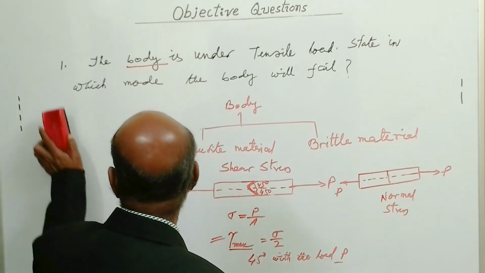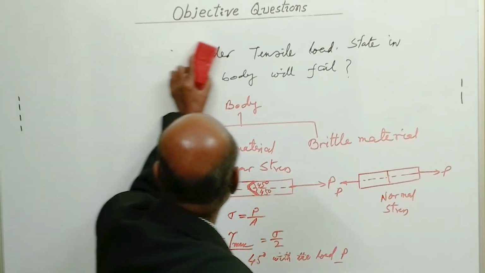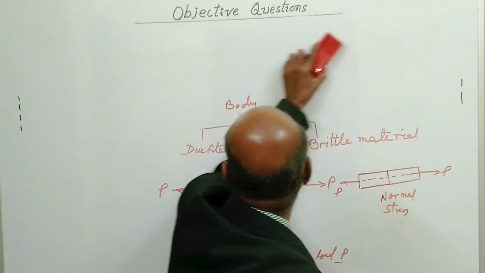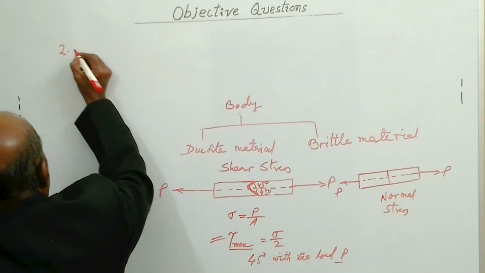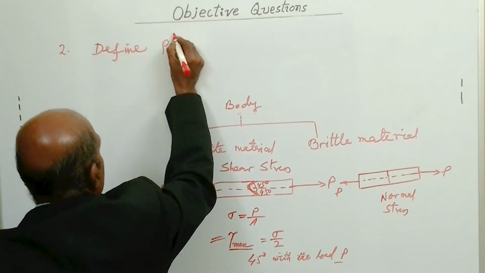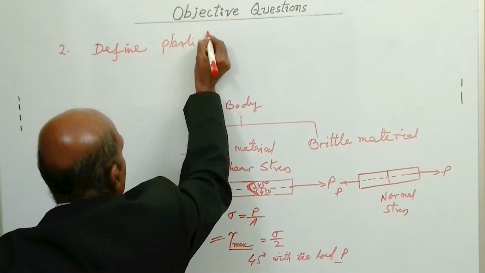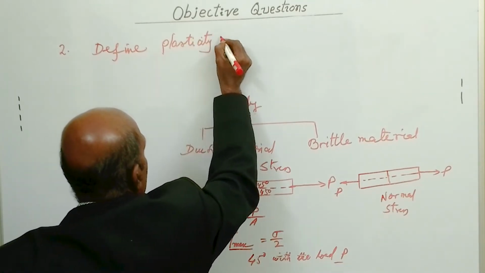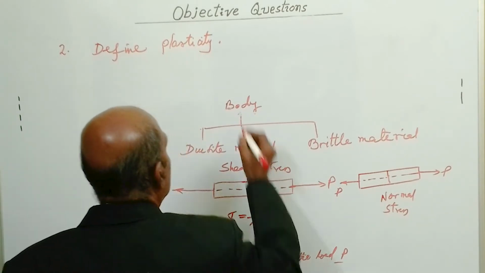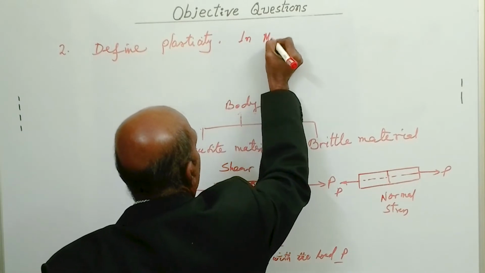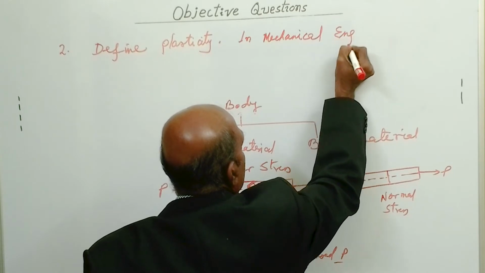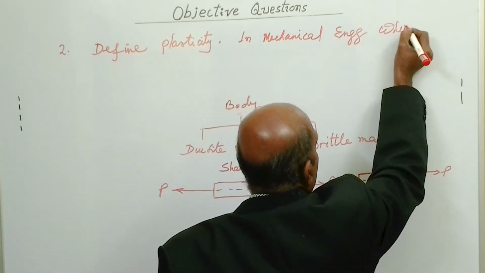Now we will go to the second question. Question number 2, define plasticity. In mechanical engineering, where is this property useful?